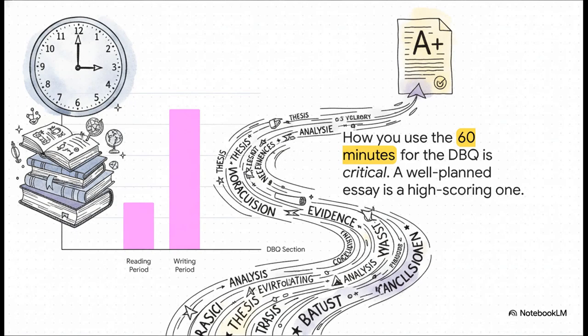Now, you get a full hour for this marathon, but how you use that time is absolutely crucial. The first 15 minutes are officially a reading period. I'm telling you, this is the most important 15 minutes of the DBQ. This is when you plan your attack. A well-planned essay is almost always a high-scoring essay. Then, you've got a solid 45 minutes to just write it all out.